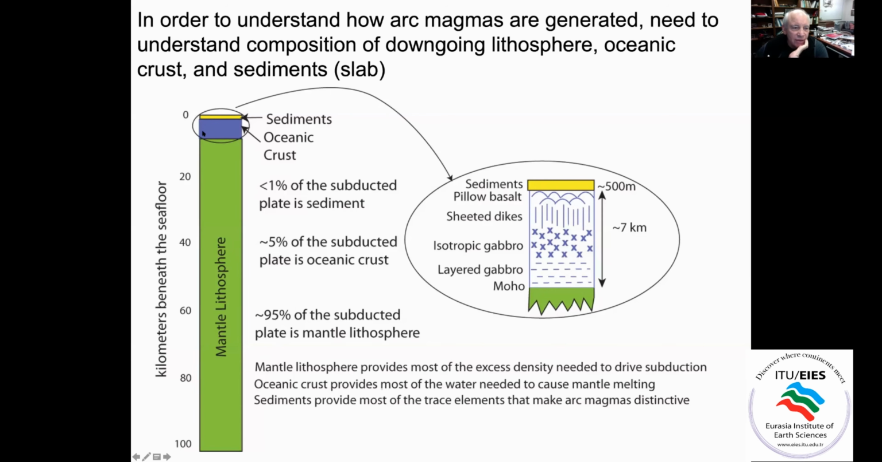Above it is maybe 5 or 6 kilometers of oceanic crust. That creates most of the water that is released from the subducted plate to cause mantle melting. And then the top is just a few hundred meters of sediments. And sediments provide most of the trace elements that make arc magmas distinctive. So this is sort of how we look at it, with the oceanic crust and the sediments on top. All of these play a big role, but most of what's going down plays a much lesser role other than driving the whole system.